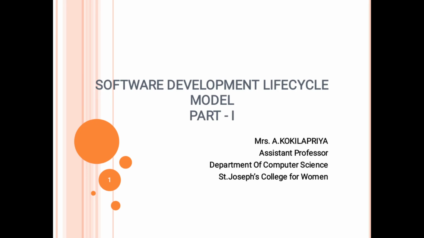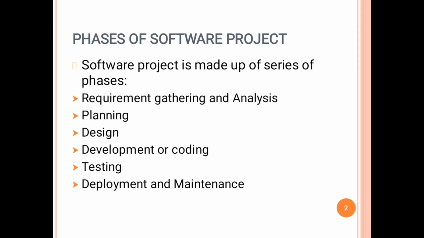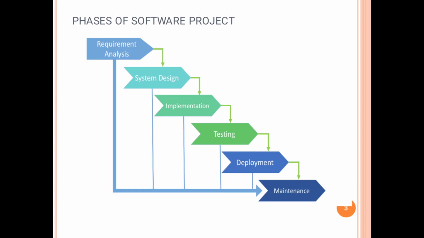Welcome all. Let's discuss the software development lifecycle model. Phases of a software project. A software project is made up of a series of phases. They are requirement gathering and analysis, planning, design, development or coding, testing, deployment and maintenance. It is a figure for the phases of a software project.